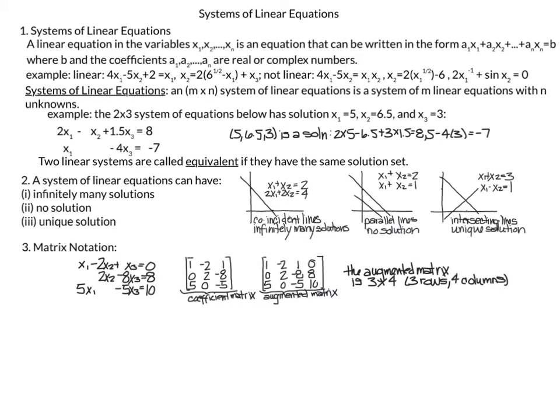And just to remind you, this first column, these are the coefficients of x1. The second column is the coefficients of your second variable. And this third column is the coefficients of your x3 variables. So it's also useful to remember these columns correspond with these coefficients.